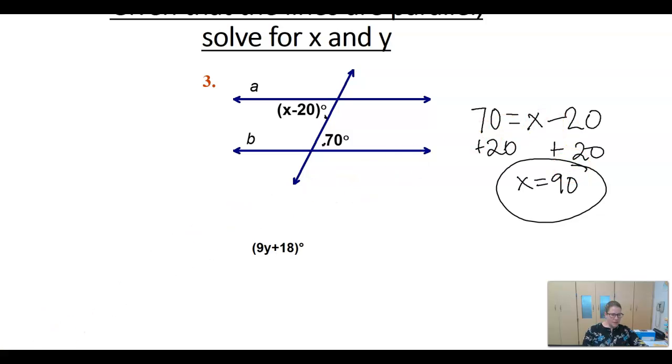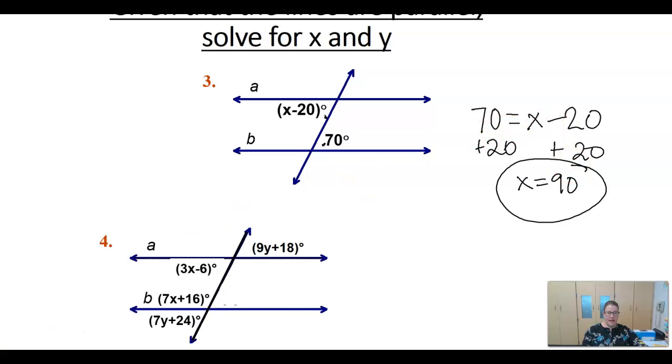Okay, this number 4, I'm going to find both x and y. You could start by finding y, but I'm going to start by finding x. 3x minus 6 and 7x plus 16. I want to use both equations that have x in them so that I don't end up with an equation with two variables. So I'm going to use both of these angles, and because they are consecutive interior or same side interior angles, I know they're supplementary. So I know that 3x minus 6 plus 7x plus 16 should equal 180 degrees.